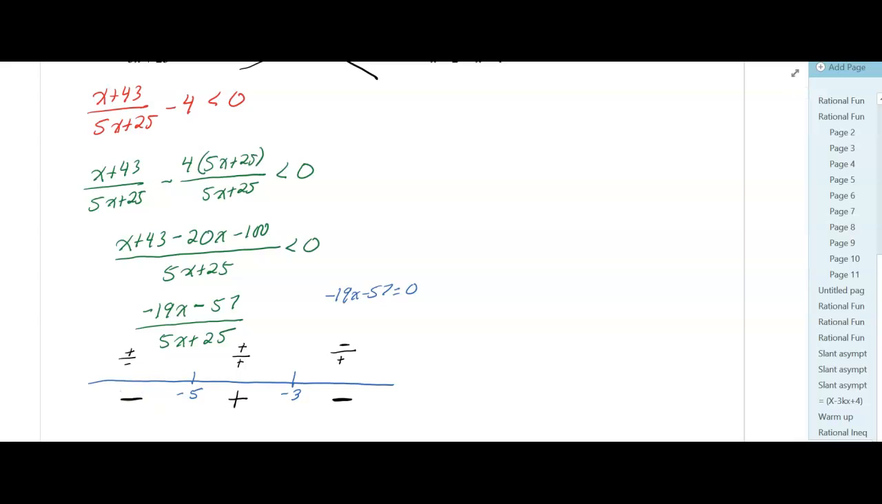For this problem, we want a strict less than, so we will have open circles at both points. We're looking for when it is less than 0, so we want to the right of negative 3 and to the left of negative 5. So the answer here would be negative infinity to negative 5 with a parenthesis, union negative 3 to infinity.